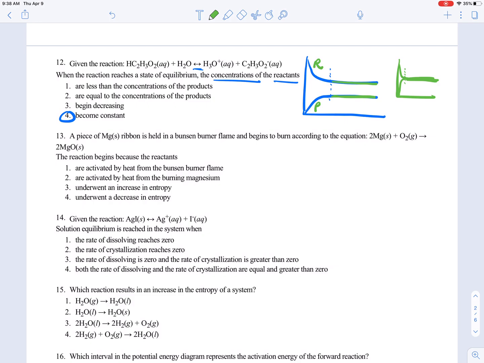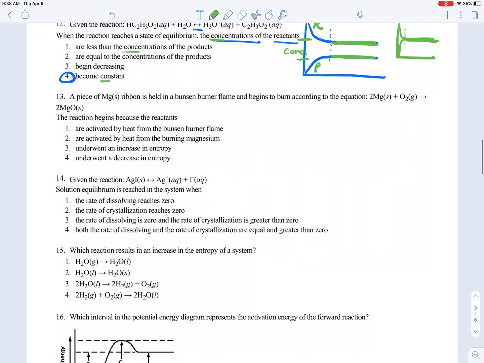There's no change. So this would be concentration on the y-axis, or in your case with that graph activity, it was volumes. The volumes weren't the same, right? This volume and this volume are not the same, but they were constant, okay? So concentrations are constant at equilibrium. The rates of the forward and reverse reactions are equal.